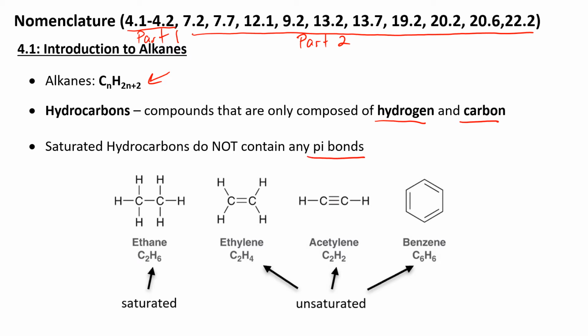For example, ethane, C2H6. This follows the formula CnH2n+2. Unsaturated hydrocarbons contain pi bonds. So that would be 1 degree of unsaturation. That would be 2 degrees of unsaturation. And for benzene, we have 3 pi bonds and a ring, so there's 4 degrees of unsaturation.